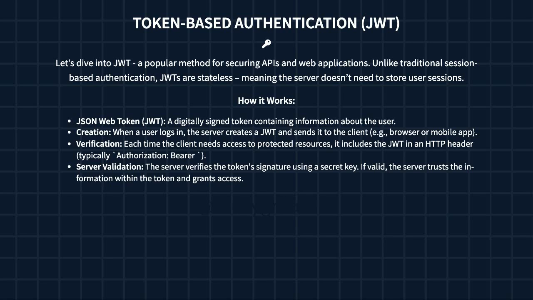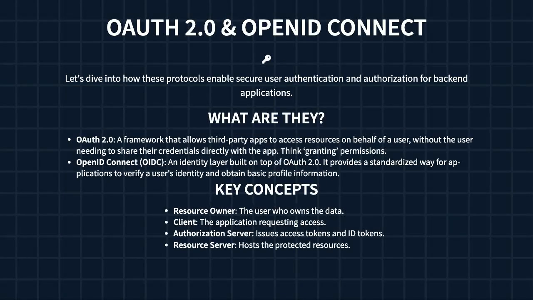Essentially, when someone logs in, we create this token, a little piece of information packed with details about the user, and send it to their device. Then, every time they want to access something protected, they include that token in their request. The server checks the token's signature, and if everything's valid, grants them access. Pretty clever, right?